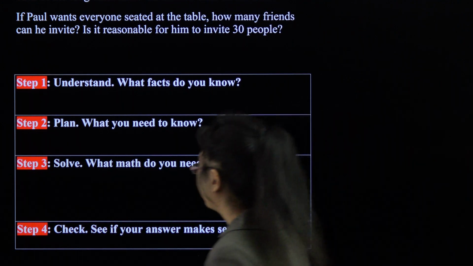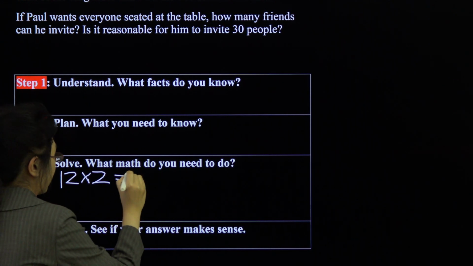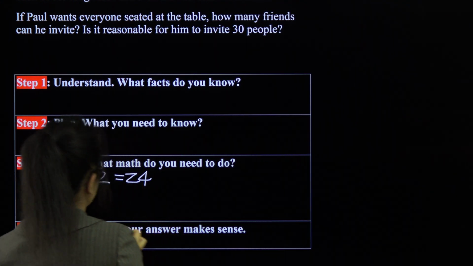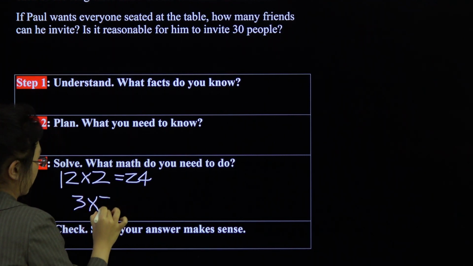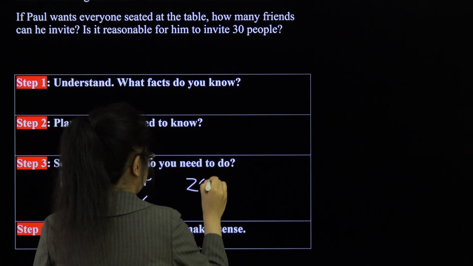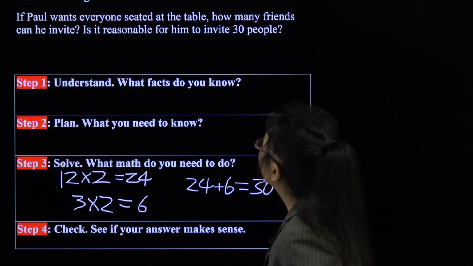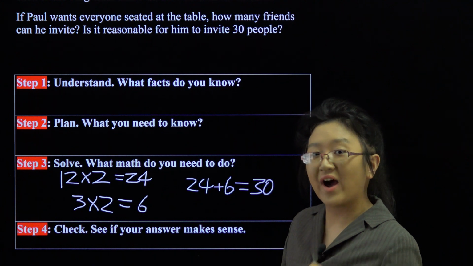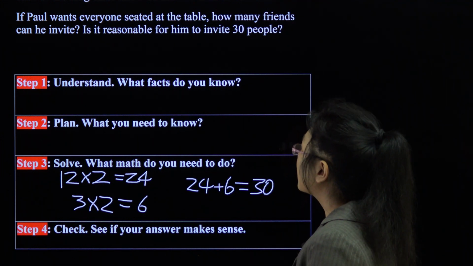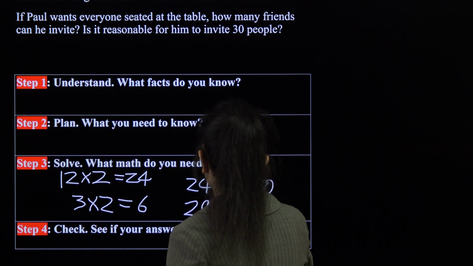So here's the math we need to do. It's 12 people on both the long sides, and there's 2 long sides in a rectangle, so that's 24 people. And then it's 3 people on each of the 2 ends, which there's 2. So that's 6 people. 24 plus 6 equals 30. The table can seat 30 people, but it is not reasonable for him to invite 30 people. Why? Because he needs a seat too. So the most people that he can invite would be 29 people.